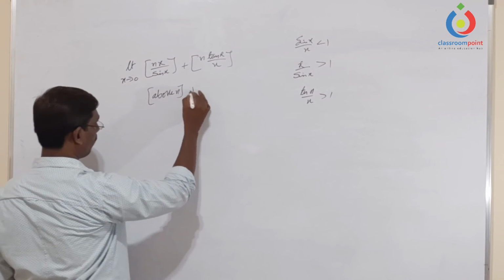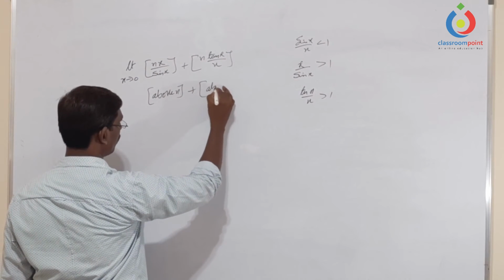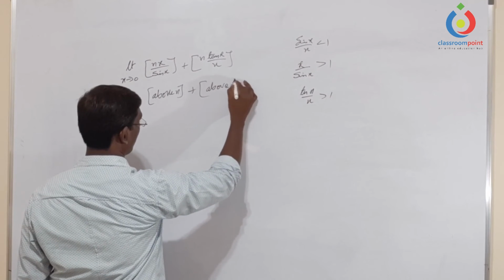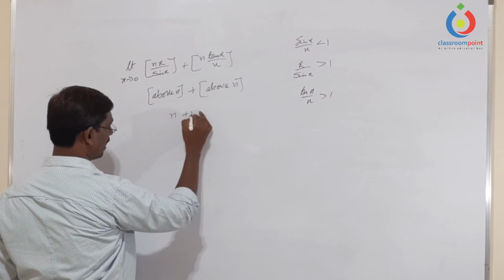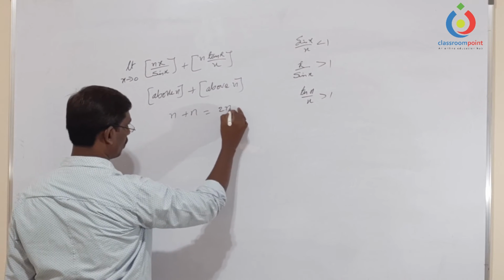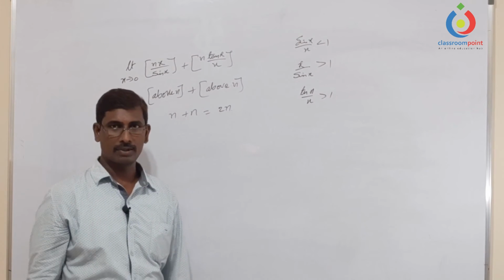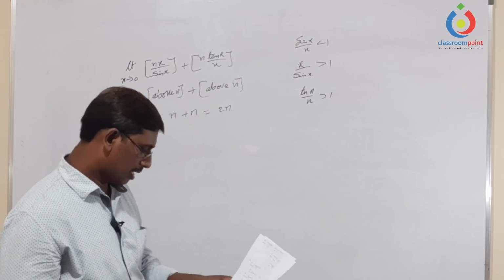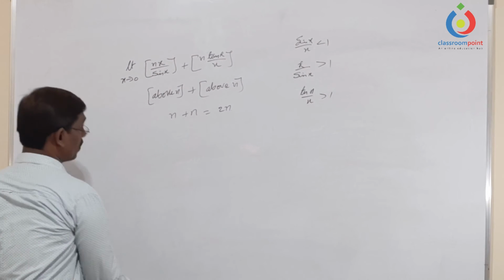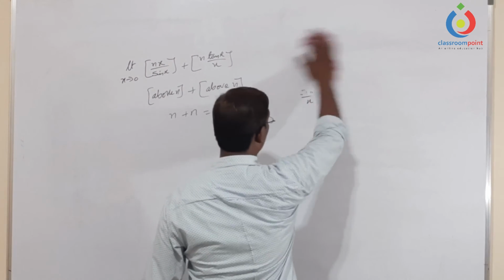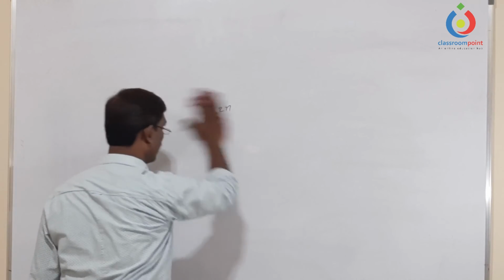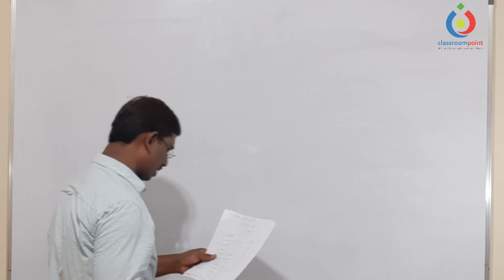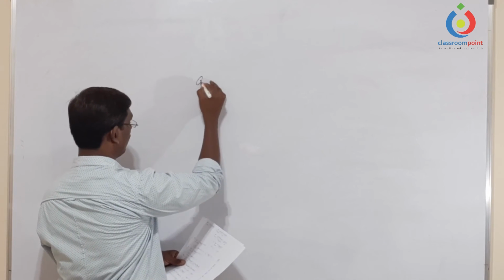Above n means n point something. This is also above n, so that is also n point something. That means n plus n is equal to 2n. Right? Next is one more important question. This is very important and very useful in JEE. In recent years also, they sometimes ask this type of question.